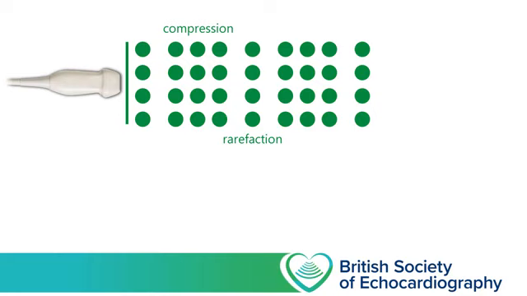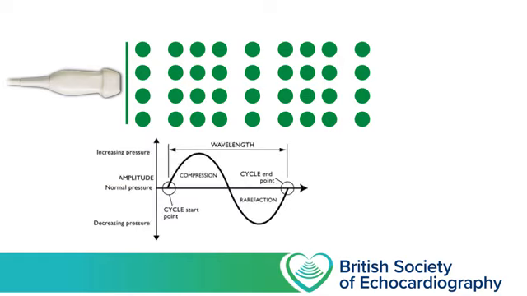So those areas where we've pushed the particles close together, we're going to call those areas of compression, and areas where the particles have been spread apart, we're going to call those areas of rarefaction. Now if we freeze time, take a single moment in time, and have a look at what's happened to those particles. So as we move into our patient, we move from areas where the particles are at their resting pressure, to areas where they've been compressed, the pressure has been increased, to areas where there's been rarefaction, particles have been spread apart, the pressure has decreased, and back to the resting pressure.